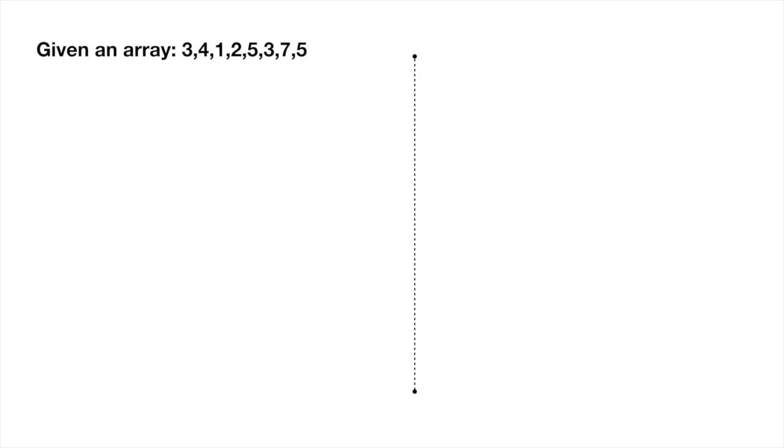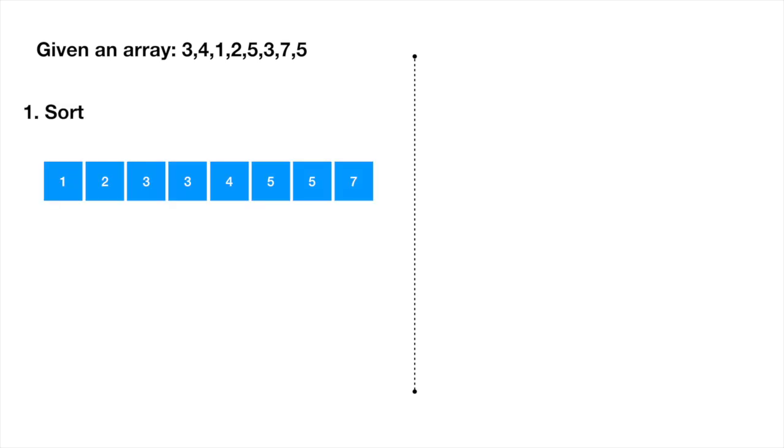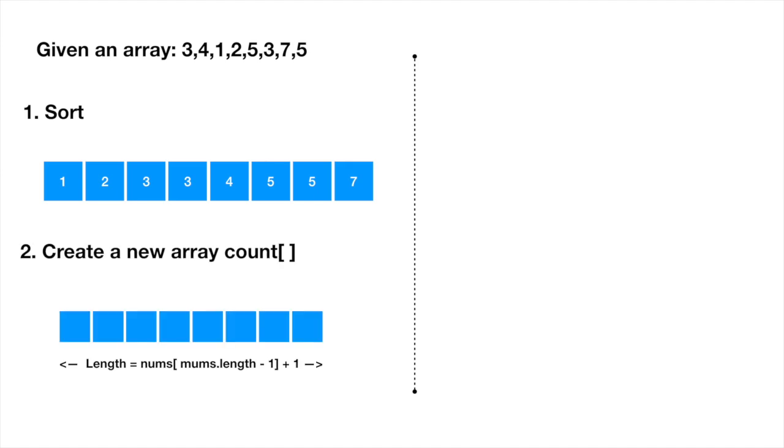For a given array 3, 4, 1, 2, 5, 3, 7, 5, firstly just sort them. We need to sort them and put it here. Secondly, create a new array count. The length is the largest number in the sorted array plus 1. So the length is 8.